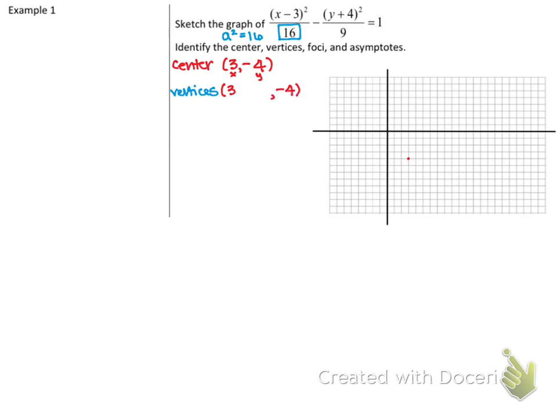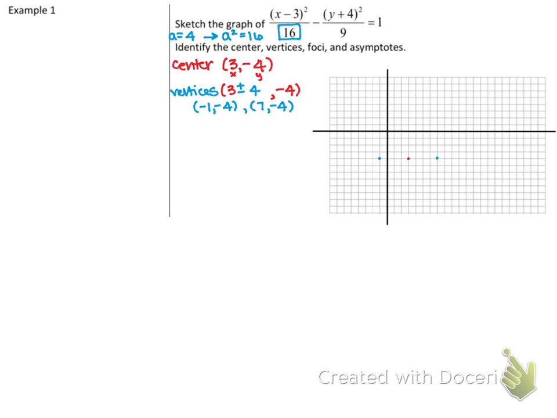I am going to go right and left 4. Remember, we don't use a squared for our distance. We use a for our distance of 4. All right, so let's see. 3 minus 4 is -1, and 3 plus 4 is 7. So let's go ahead and plot those on the graph.